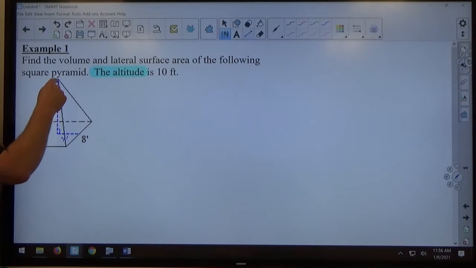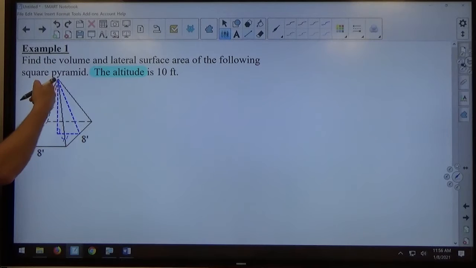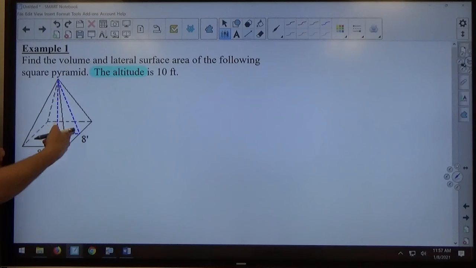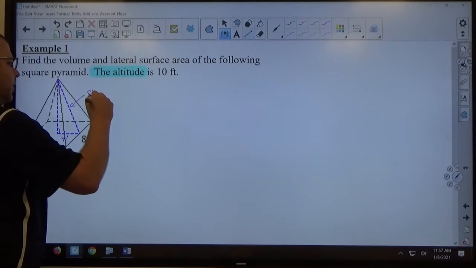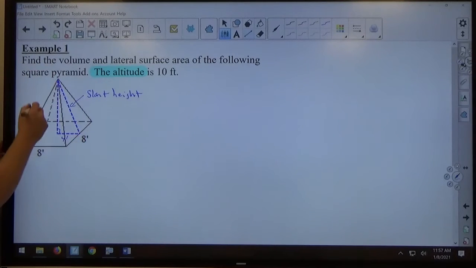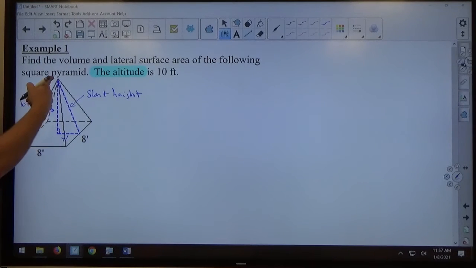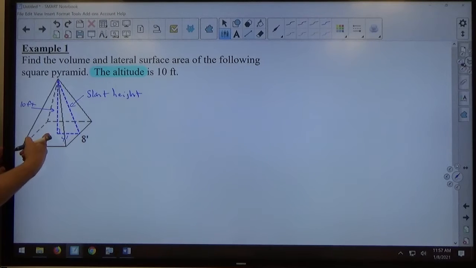So this is a midpoint. And then we have this dimension from here to here that goes from the tip of the pyramid to the midpoint of a side, which is called the slant height. Okay. So they tell me the altitude is 10 feet, so they tell me that dimension is 10 feet. I figure out this dimension is 4 feet because again the altitude comes to the center of the base. So from the center to the edge, that's 4 feet.